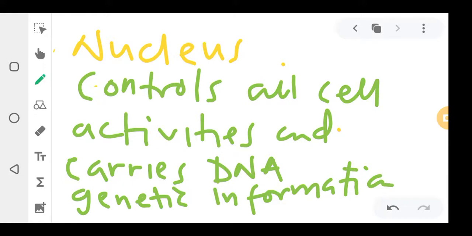So in the nucleus there is a DNA, and so the nucleus controls all the activities happening in the cell. It's the nucleus that controls them. At the same time, the nucleus carries the DNA. The DNA carries genetic material or genetic information. So the nucleus has got genetic information. Okay, next.